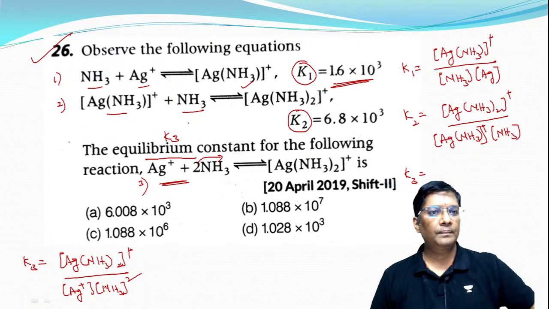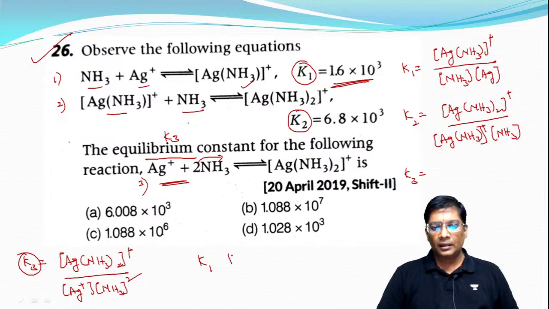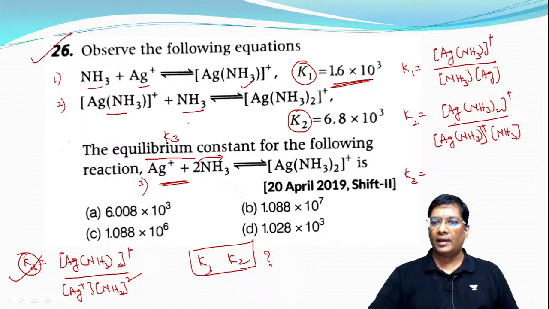Based on these, how can you calculate the equilibrium constant K3? To get K3, what do we do with K1 and K2 so that you will get the K3 value? Look, the numerator value is this, and the denominator values are these.